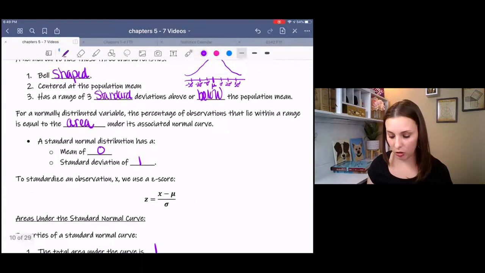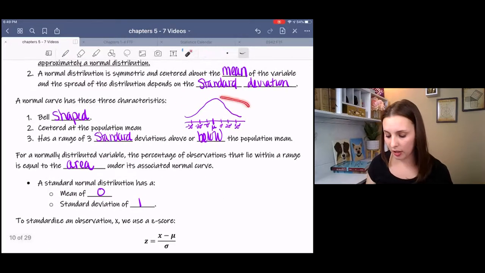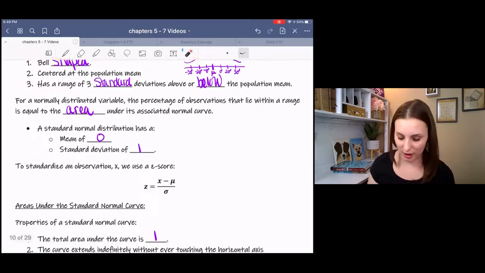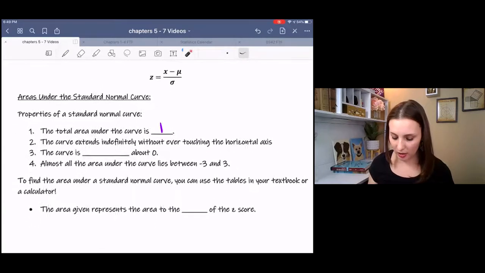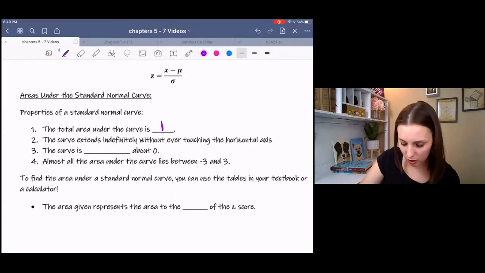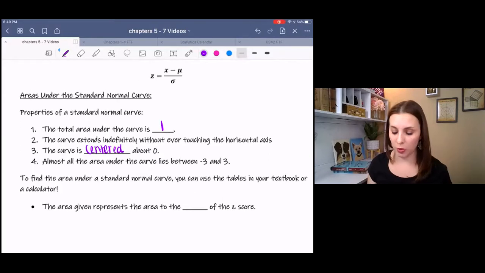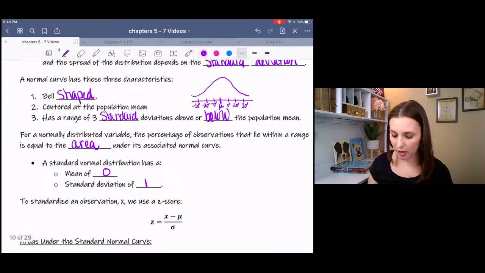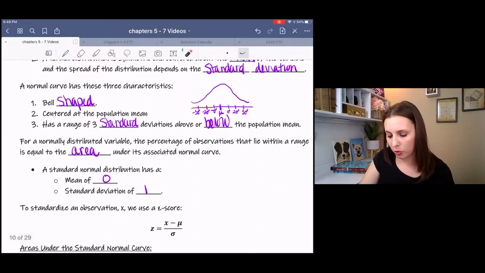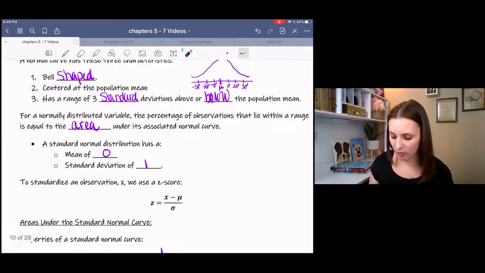So you've already seen me draw it up here. You notice it's kind of levitating up there. That's actually part of the characteristics of it. And the curve is centered about 0, and almost all of the area lies between -3 and +3 standard deviations. I've already talked about it again with the empirical rule, we know that 99.7% of the observations lie within 3 standard deviations of the mean.